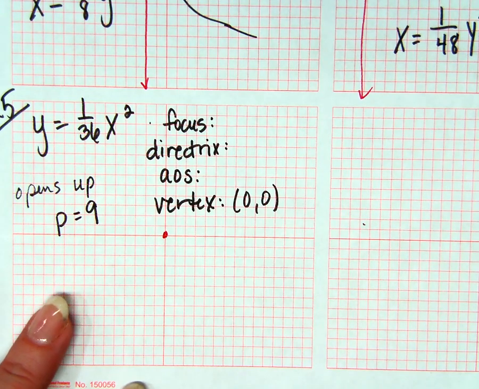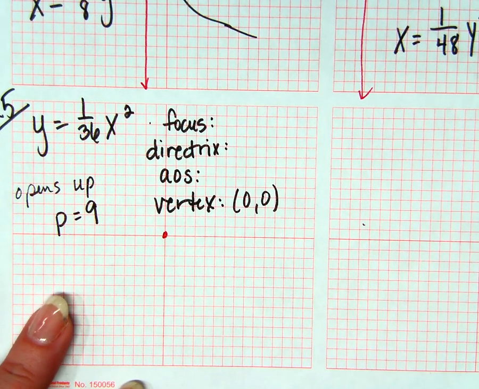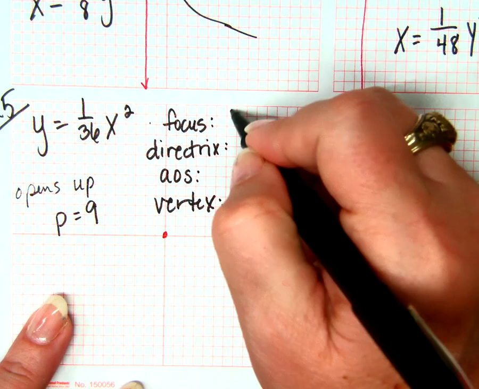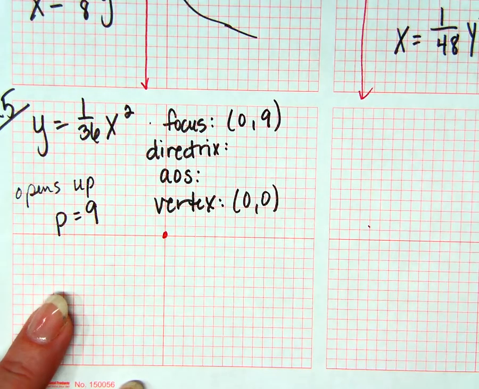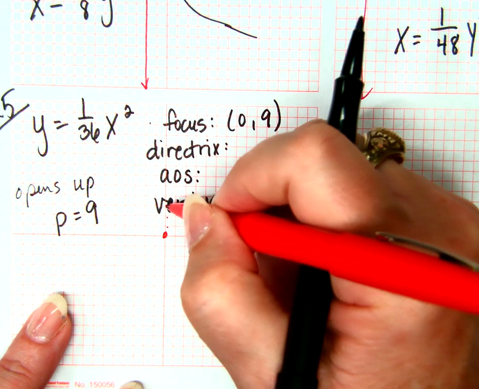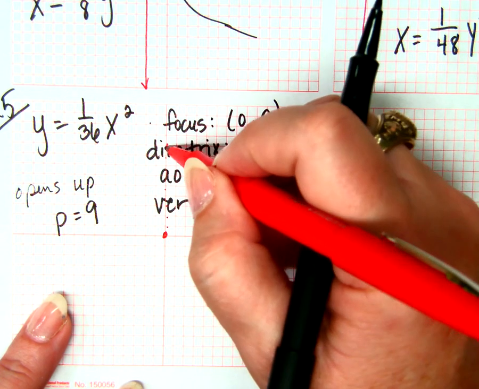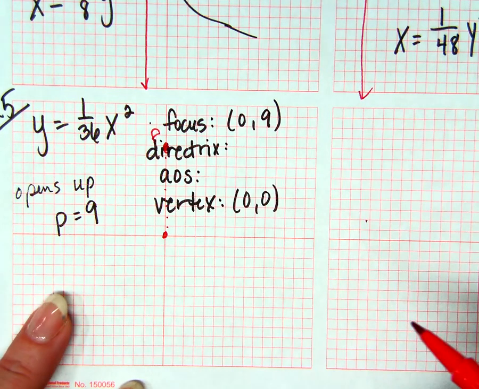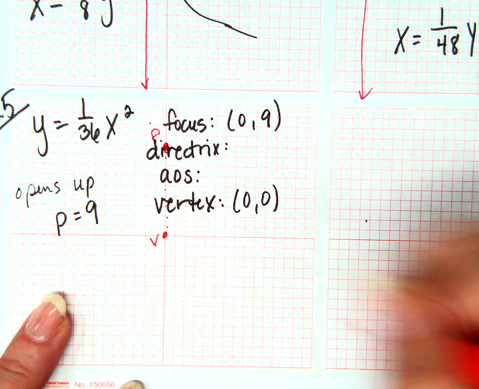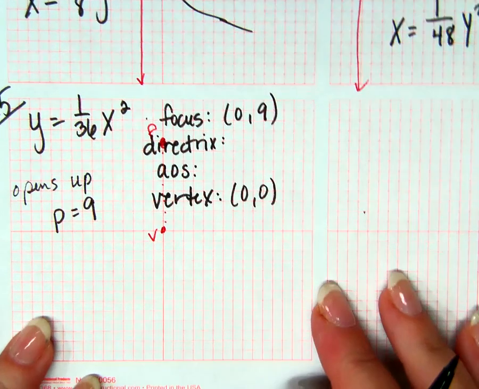Somebody who hasn't answered yet, where's my focus? 0, 9. It's up here. 1, 2, 3, 4, 5, 6, 7, 8, 9. That's my focus right there, isn't it? Here's my vertex. That's my focus. Where's my directrix?